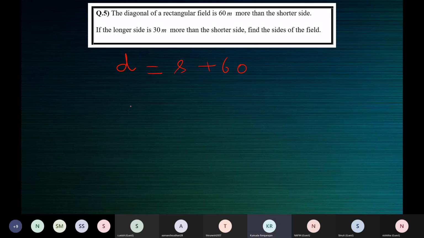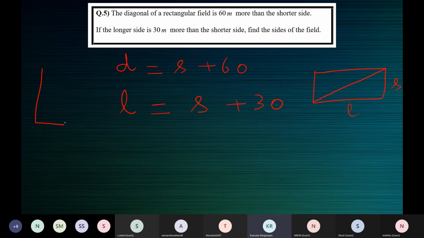The longer side is 30 meters more than the shorter side. Find the size of the field. So basically it's a rectangle. This is the longer side, this is the shorter side, and this is the diagonal. You can also draw a rectangle like this and say this is the shorter side, this is the longer side. That doesn't matter. This is your diagonal. Or you can draw it like this and say this is the longer side, this is the shorter side, and this is the diagonal.